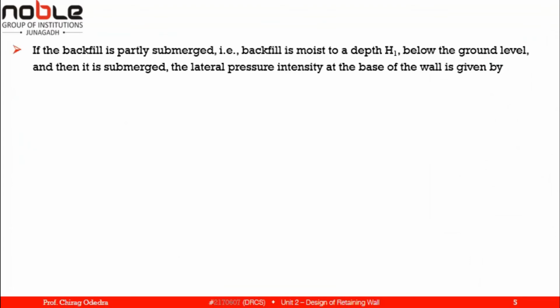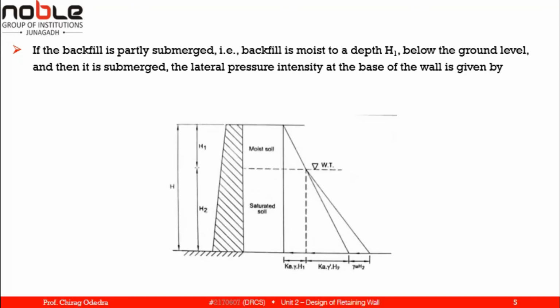And the third possibility is if the backfill is partly submerged, that is, if the backfill is moist to a depth h1 below the ground level and then it is submerged, the lateral pressure intensity at the base of the wall is given by this equation.